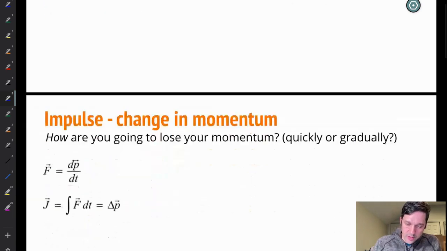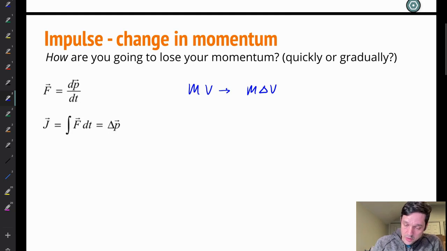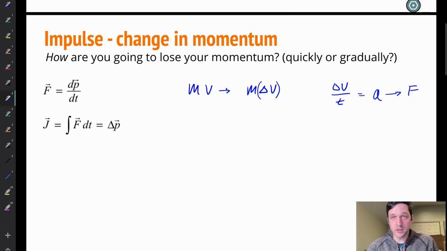So now the question is, if an object has momentum, what happens if you try to change an object's momentum? Well, momentum is mass times velocity, so it's going to have to undergo a change in velocity. And of course, anytime a change in velocity occurs over some time, that's an acceleration, and that is going to require a force. So forces are going to cause changes in velocity.